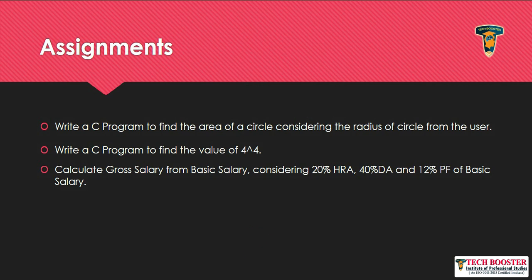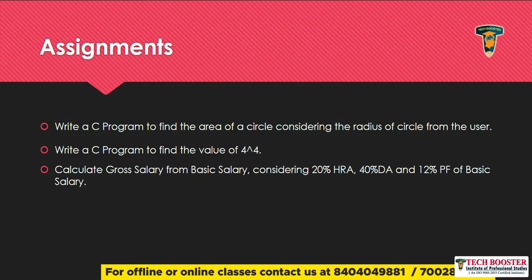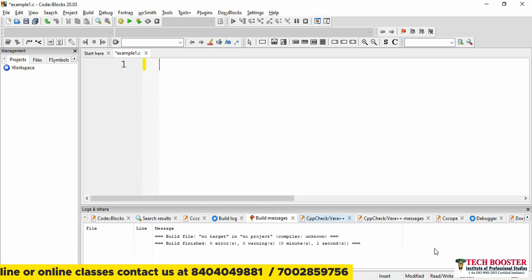Here our first assignment is to write a C program to find the area of a circle, taking the radius of the circle from the user. So first of all, we need to find the area of a circle where our radius will be user input. To find the area of a circle, we need to know the formula, and our formula is pi r square. So in this case, let me open my code block. I will start with my header file.